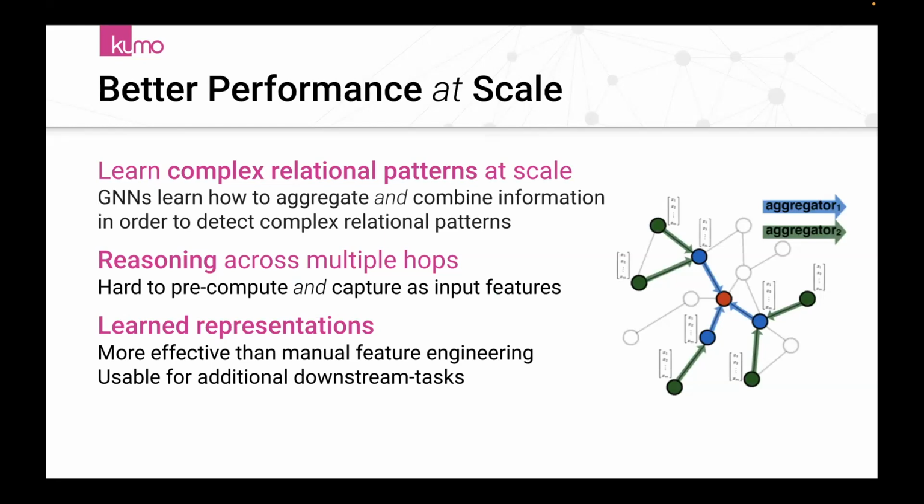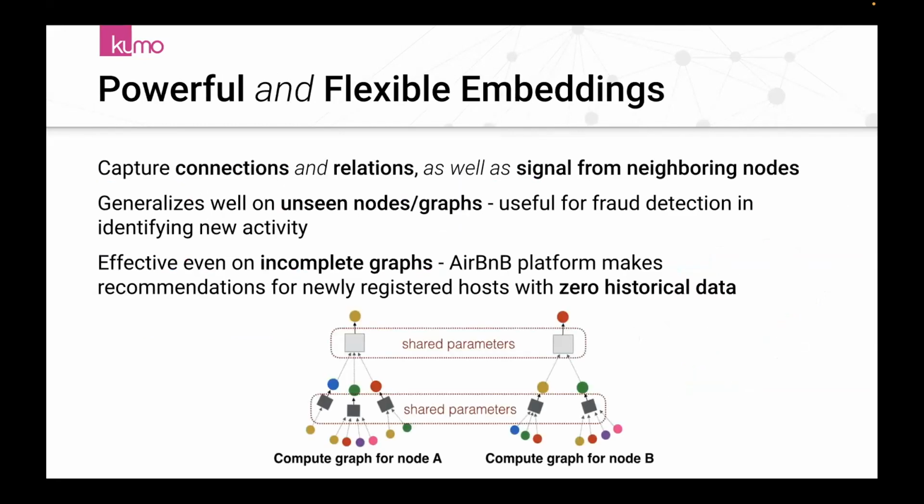So treating inputs as interconnected, you're able to aggregate and combine information that lets you detect complex relational patterns at scale. And this is really difficult to fully capture with manual feature encoding. And this results in learning representations of both the structure and fine-grained features. You can create powerful and flexible embeddings. So you can use these embeddings directly in existing models, or you can use them to power predictions for end use cases.